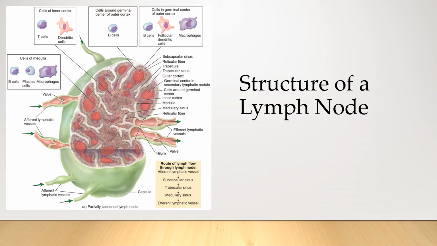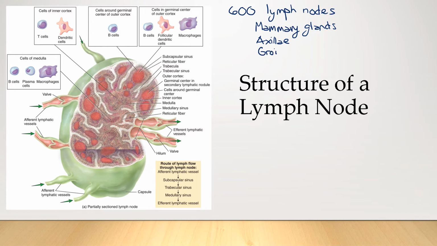Now, located along lymphatic vessels are about 600 of these bean-shaped lymph nodes. Now, they are scattered throughout the body, both superficially and deep, and they usually occur in groups. Now, large groups of lymph nodes are present near the mammary glands, in the axillae, and in the groin. So this is where we're going to see the largest groups of lymph nodes found.